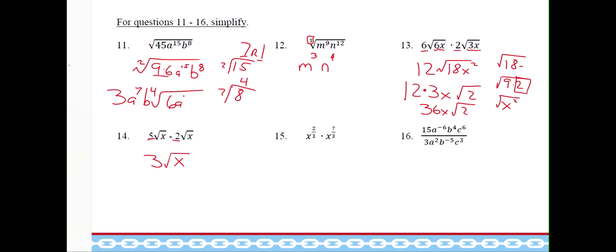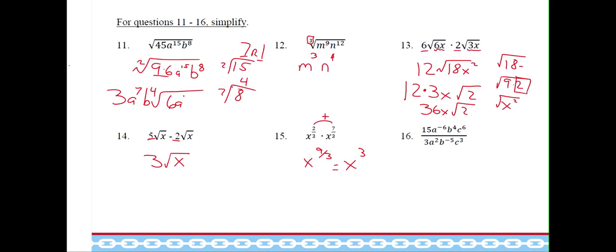For 15, our exponent properties say that when we have a base and they both have an exponent, we can add those exponents. So I'm going to add the 2/3 and the 7/3. That gives me x to the 9/3. I should go ahead and simplify the 9/3. Right? 9 divided by 3 is 3. So my final answer there is x to the 3rd.